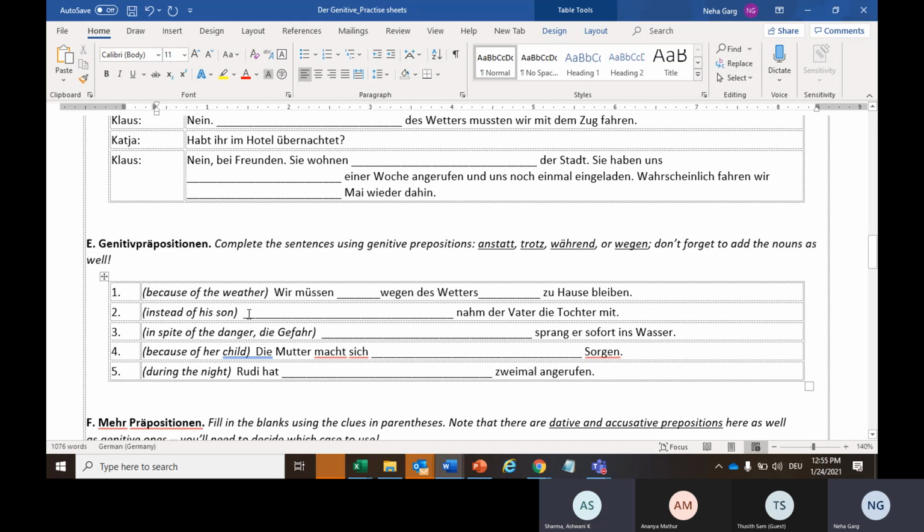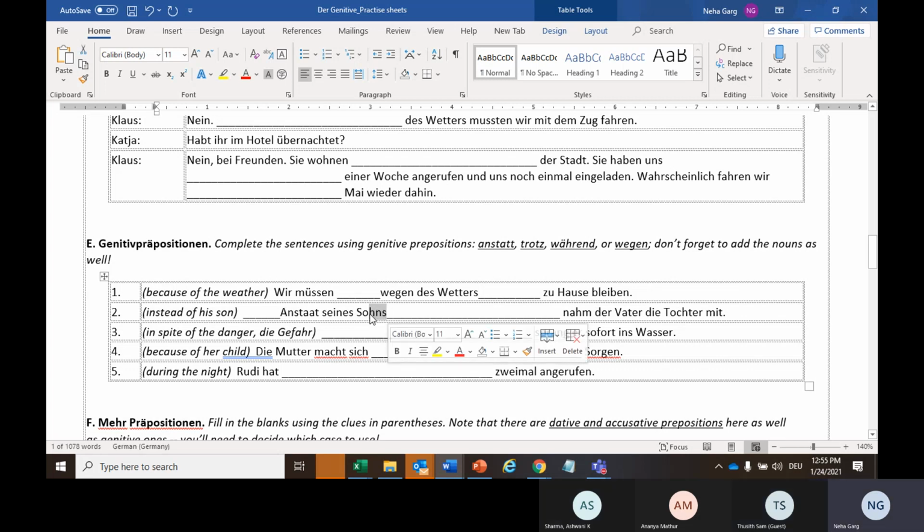Number 2, Sam, do you want to try? Yep. Anstatt seines Sohnes nahm der Vater die Tochter mit. Is that right? Could you please read that? Anstatt seines Sohnes. Instead of his son.